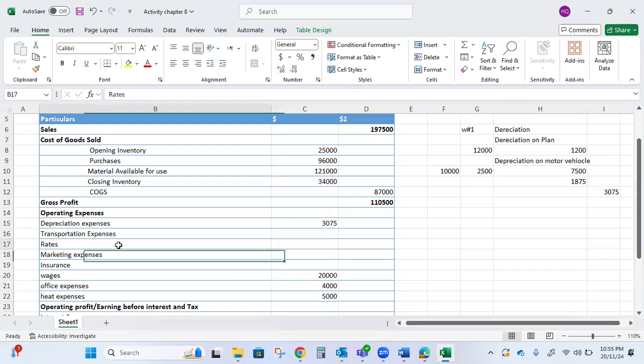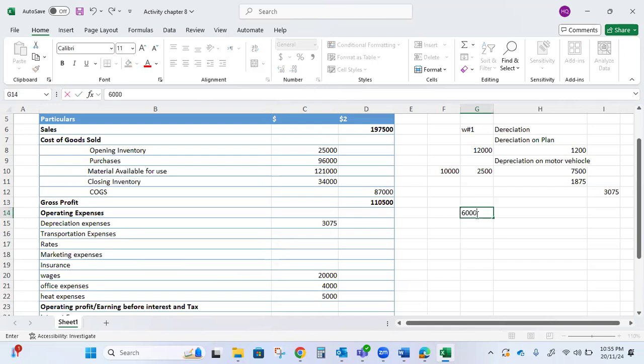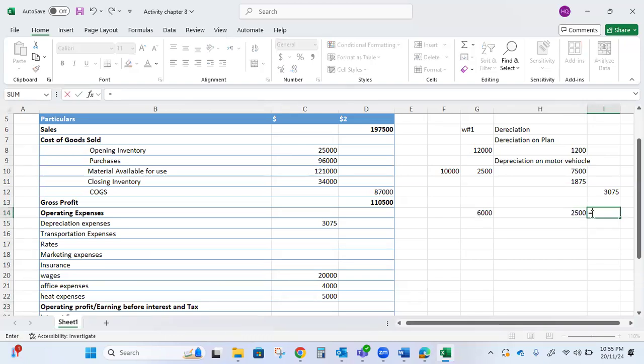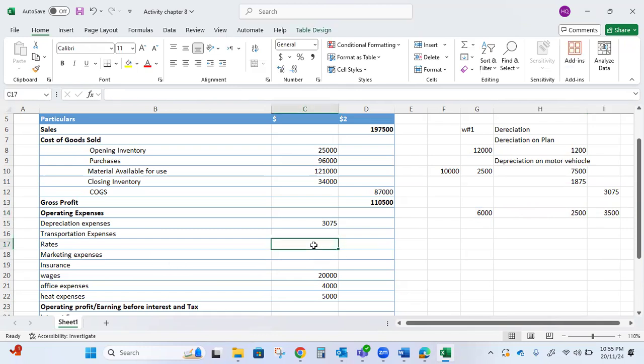So rates is here. We have to calculate this rates calculations. 6,000 is the given information in the trial balance. However, 2,500 is the prepayments. What is the final money for expense to be reported in the income statement of this period? 6,000 minus 2,500. That's the income statement expense of this year. So rates are placed here, 3,500, just 3,500 placed here.